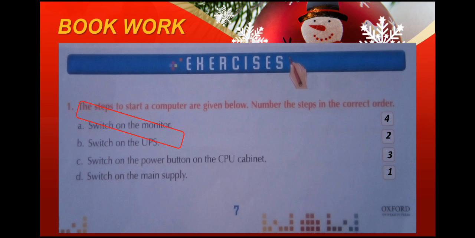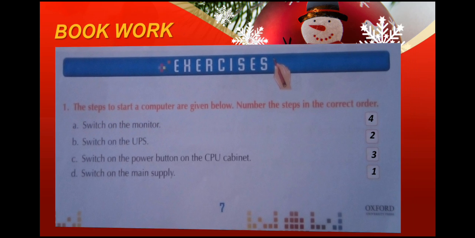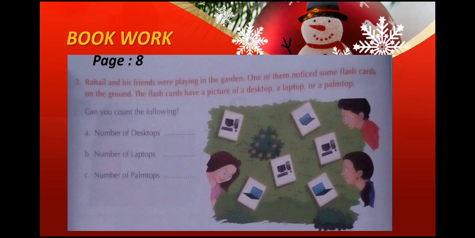Okay, now move to the next page, page number 8. Part number 2. Ruhail and his friend were playing in the garden. One of them noticed some flashcards on the ground. The flashcards have a picture of a desktop, a laptop, or a palmtop computer. You can see that Ruhail and his friends are playing, and there are a few flashcards with pictures of desktop, palmtop, and laptop computers.